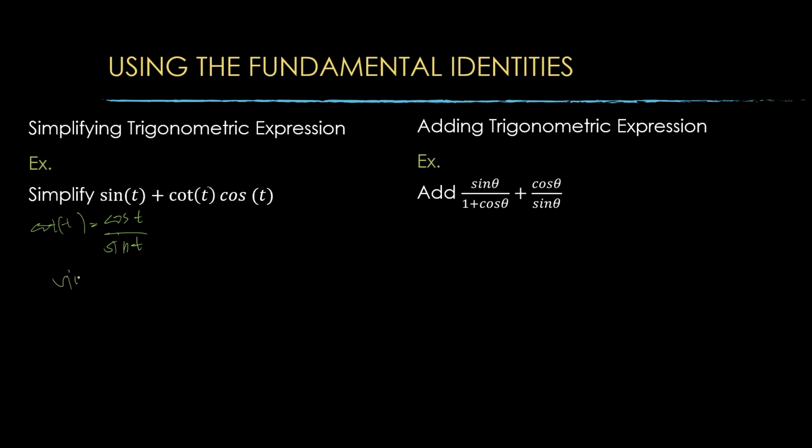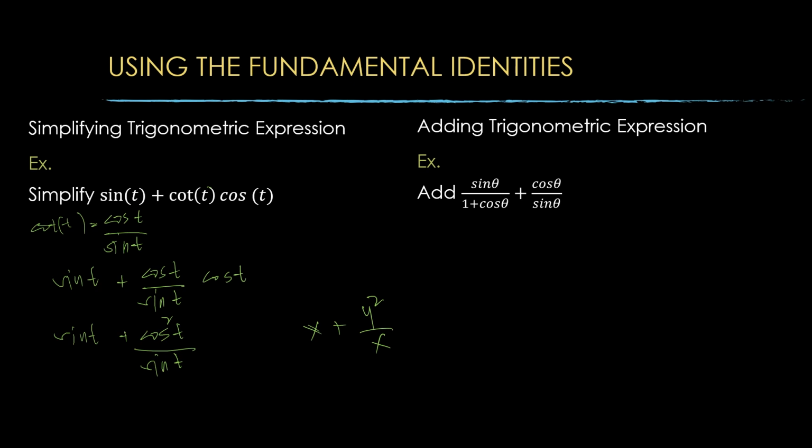So sine of t plus cotangent, which is actually equal to cosine of t over sine of t, multiplied by cosine of t. What is cosine of t times cosine of t? What is x times x? So sine of t plus cosine of t squared over sine of t. Now, how are we going to simplify this one further? This is basically the same as x plus y squared over x. How are we going to simplify this one?